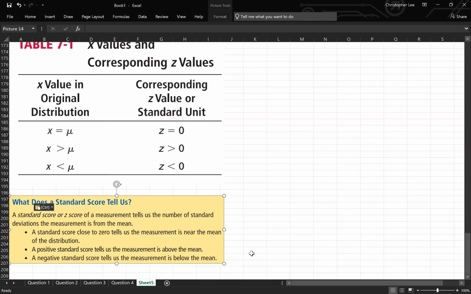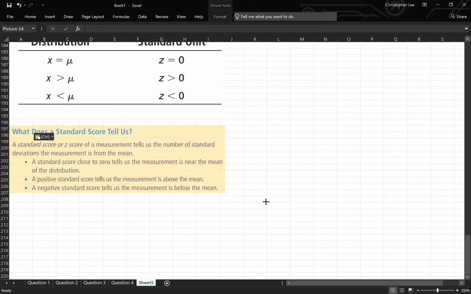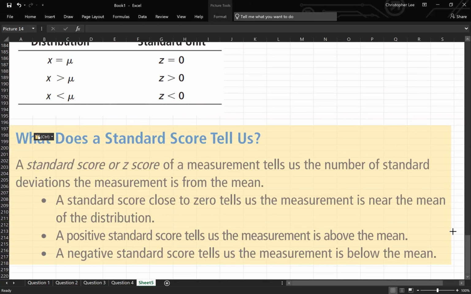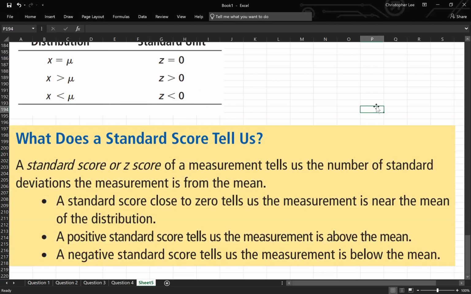All right, so let's talk. What does a standard score tell us? A standard score, or Z-score, of a measurement tells us the number of standard deviations the measurement is from the mean. A standard score close to 0 tells us the measurement is near the mean of the distribution. A positive standard score, Z value, tells us that the measurement is above the mean, and a negative standard score tells us the measurement is below the mean. That's it.